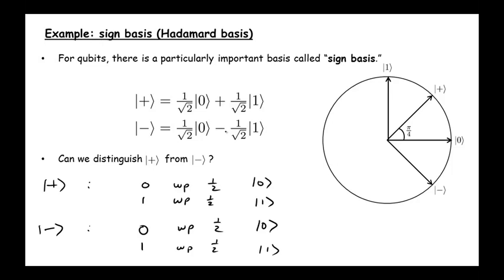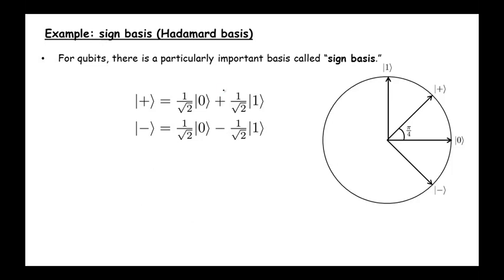So is there any way we can actually distinguish the plus state from the minus state? Well, here's an idea. Why not measure in a different basis? Measure in a different basis, in some U, U perp basis. But which basis would you pick? Well, it's clear, right? If you want to distinguish plus from minus, why not measure it in the plus minus basis?